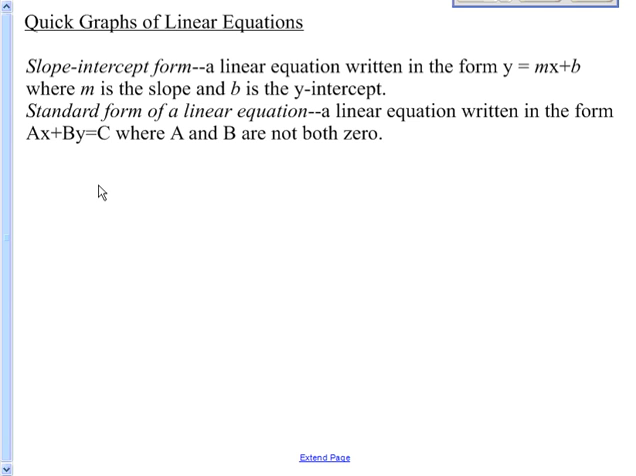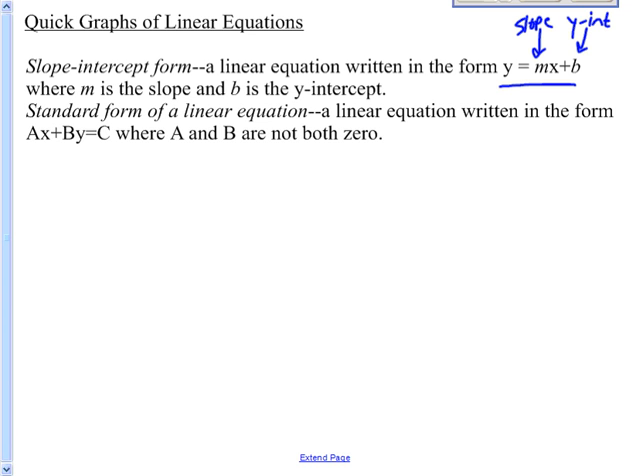We're going to talk about some quick graphs of linear equations in a couple of different forms today. We're going to use the slope-intercept form of a linear equation. We're going to use the standard form of a linear equation. So if you see there, slope-intercept form is anything of the form y equals mx plus b, where m is your slope, and b is your y-intercept.